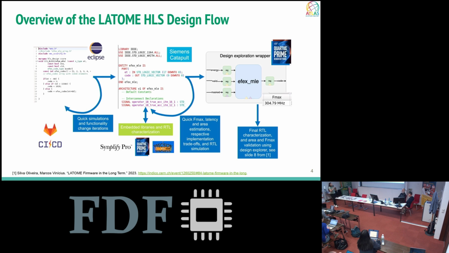And here we can use the same test bench from the previous stage to do the RTL simulation. And in this stage, we also do the estimations for frequency, latency, area, and the implementation trade-offs, because you can choose to focus more on the latency, the area, or the frequency. So when everything is working well in this second stage, we go to the last one using Quartus Prime for the final RTL characterization. Here we use the Design Explorer to validate the area and the frequency. And more details about this design flow were presented by Marcos in this reference.